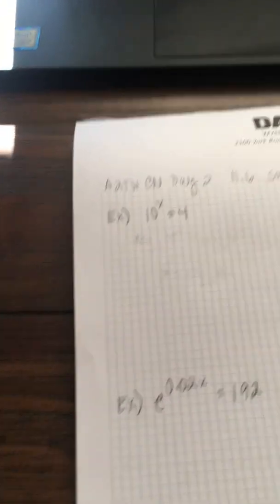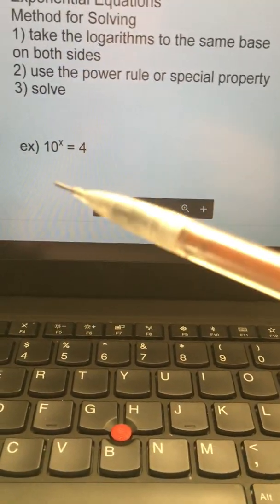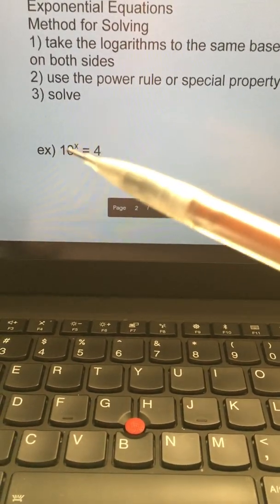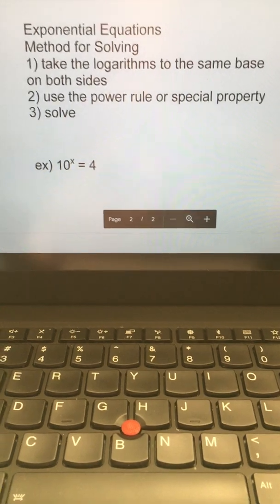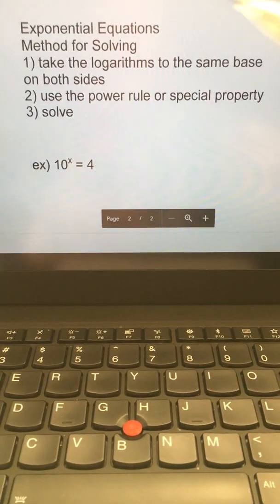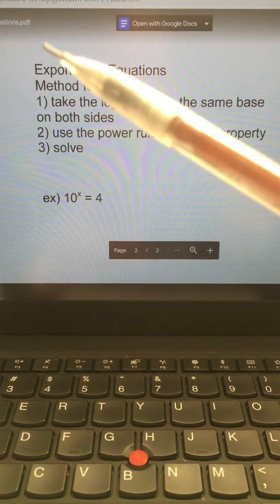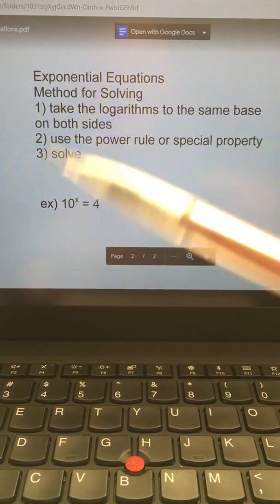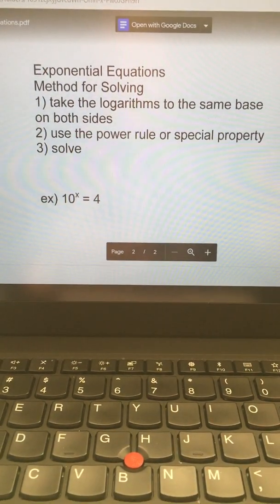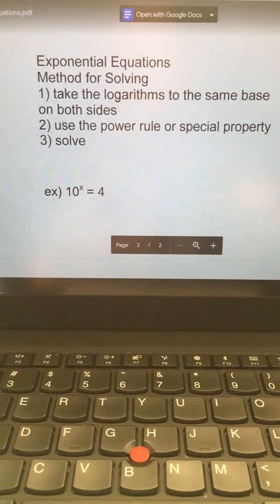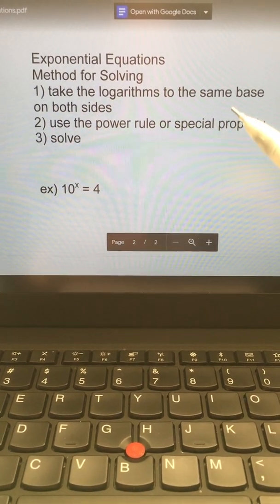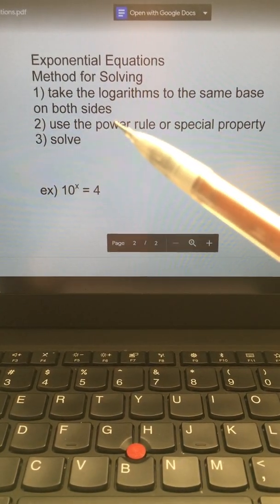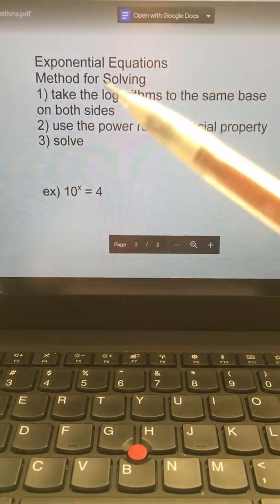So there's no way of writing these with the same base, which is what we did in 11-2, and then we just took the exponents and set them equal. So we have to learn a different way. And again, don't treat these as steps, just think of them as different approaches to solving exponential equations. The first one says to take the log to the same base on both sides. So we're going to be doing that a lot today.